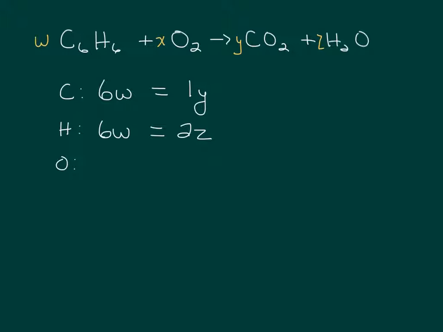And last but not least, I have to do oxygen. And so oxygen, if you notice, there's no oxygens with W. There's 2 oxygens with X. The arrow is the equal sign. There's 2 oxygens with Y. And there's also 1 oxygen with Z. And so there's my 3 equations.